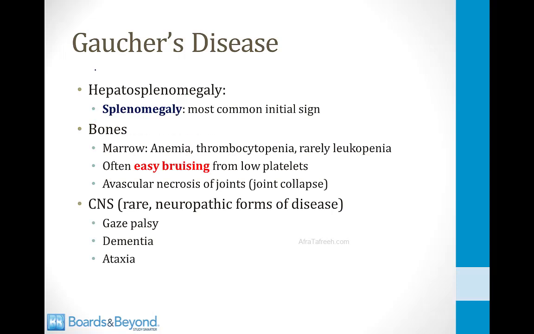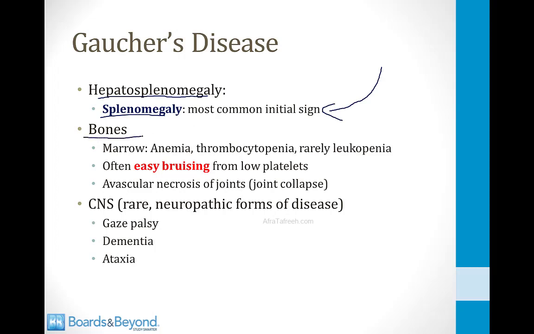The main organ systems affected in Gaucher's disease are the liver, spleen, and bones. You can see hepatosplenomegaly, and especially among children with the condition, an enlarged spleen is the most commonly detected initial sign. Children have small abdomens, and it's often easy to detect an enlarged spleen when they develop Gaucher's disease.